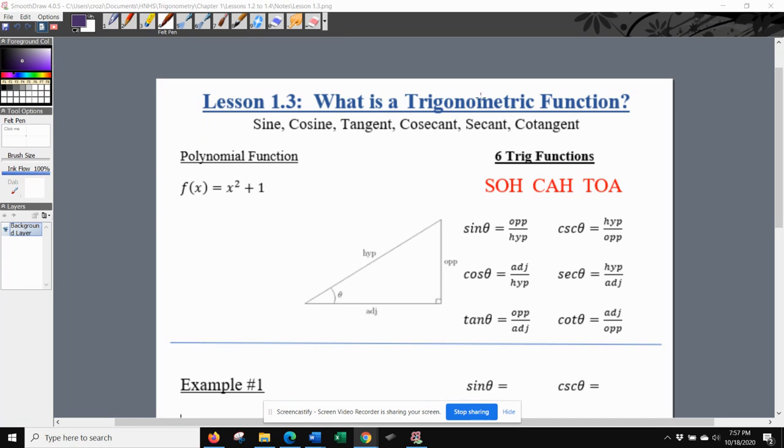This is lesson 1.3. What is a trigonometric function? Well, we have 6 of them. They're called sine, cosine, tangent, cosecant, secant, and cotangent. You can see their abbreviations over here on the right-hand side. And we will get to that, but first let's talk about what is a function.